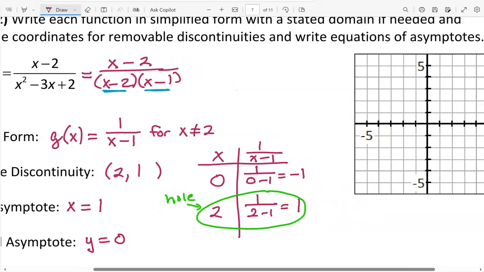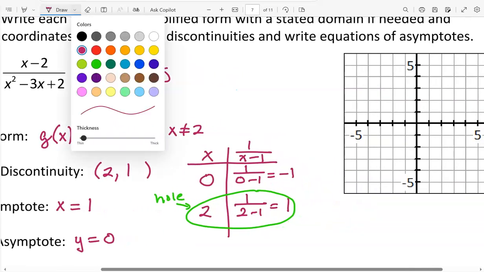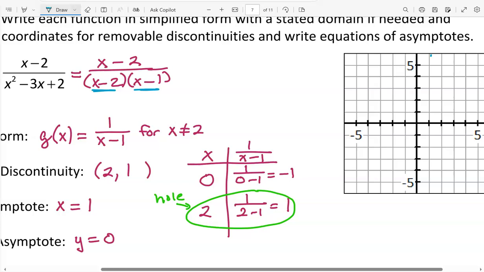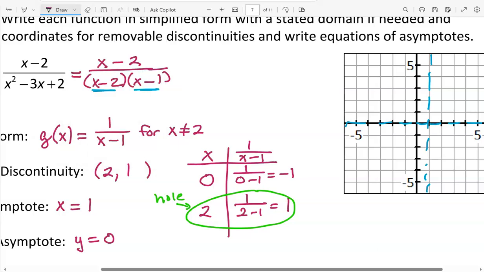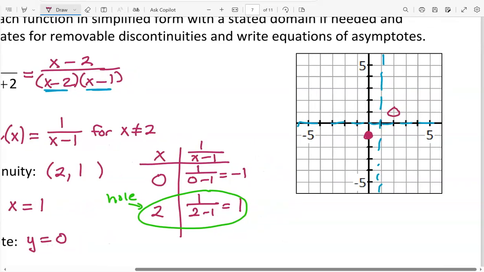All right, let's plot the asymptotes to the graph. The asymptotes to the graph are x equals 1 and y equals 0. And we have 2 points to graph. We have a 0, -1 on one branch of the hyperbola, and a 2, 1 that is a hole in the graph. But that's enough to give us an idea of basically what this function looks like with the removable discontinuity, or the hole in the graph, noted.